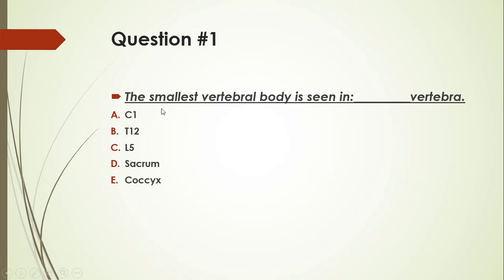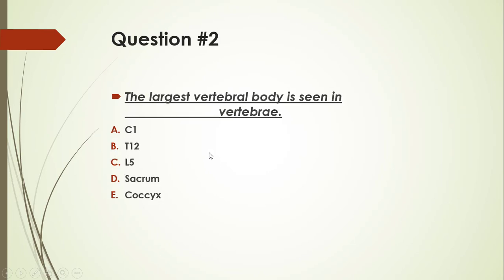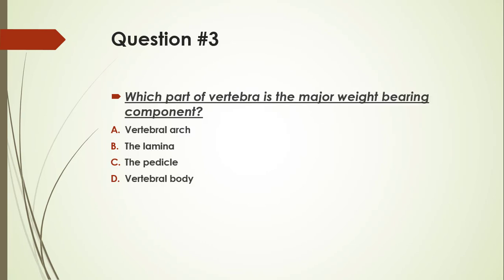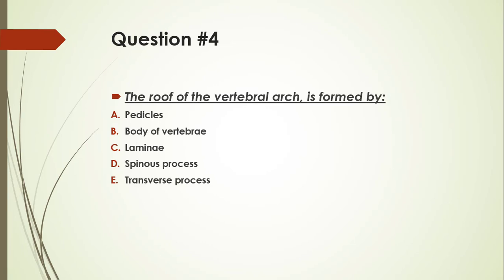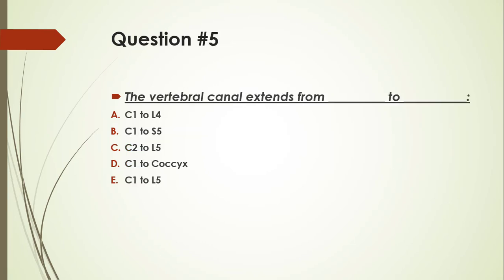Question number 1. The smallest vertebral body is seen in which vertebra? The largest vertebral body is seen in which vertebra? Which part of the vertebra is the major weight-bearing component? Vertebral arch, lamina, pedicle, or vertebral body? The roof of the vertebral arch is formed by which structure? The vertebral canal extends from C1 to lumbar 4, C1 to sacral 5, cervical 2 to lumbar 5, cervical 1 to coccyx, cervical 1 to lumbar 5.